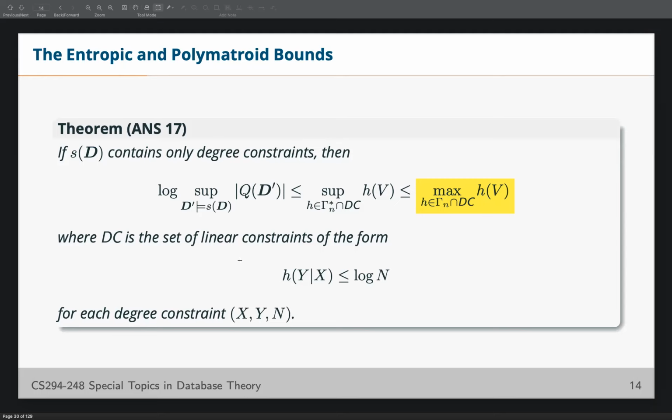So this n is the maximum degree of y given x. And this is part of the statistic that you store. Right.